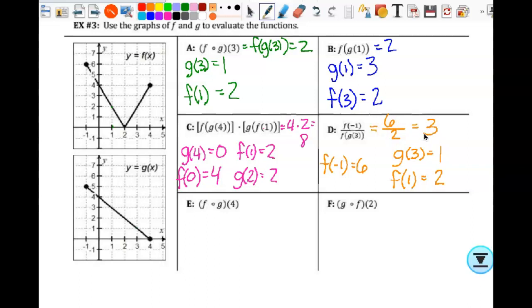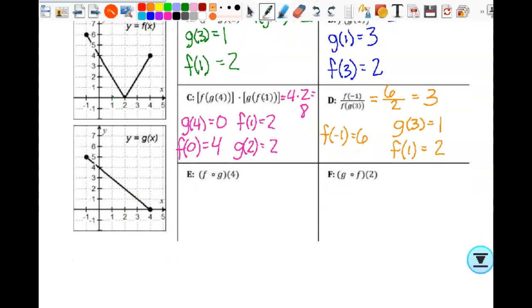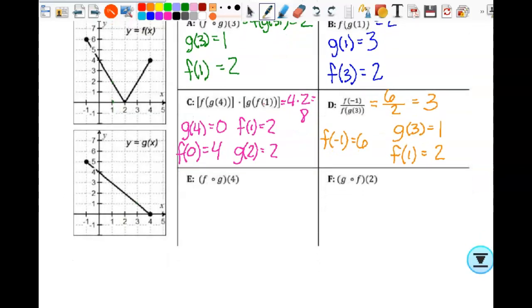Okay. Everybody good with all that in the process? Okay. Good. Then f of g of 4. Y'all go ahead and do these last two because they're just back to being crazy simple. We'll double check ourselves.